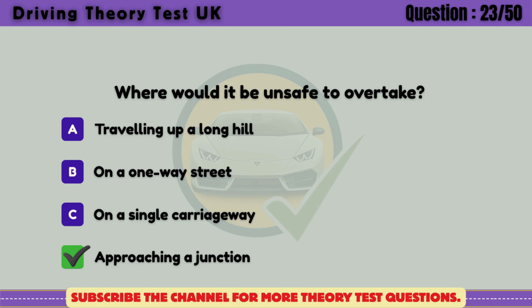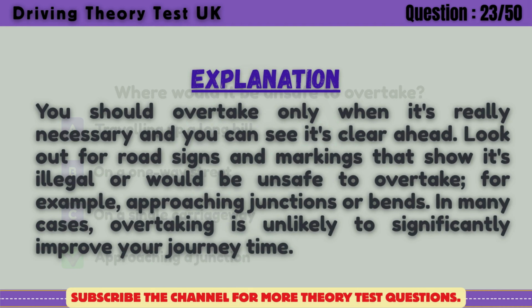Answer is D. Approaching a junction. You should overtake only when it's really necessary and you can see it's clear ahead. Look out for road signs and markings that show it's illegal or would be unsafe to overtake. For example, approaching junctions or bends. In many cases, overtaking is unlikely to significantly improve your journey time.